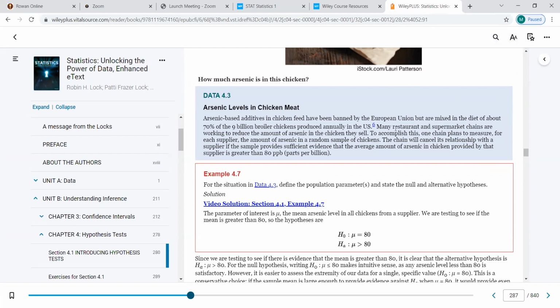Let's say many restaurant and supermarket chains are working to reduce the amount of arsenic in chicken. To accomplish this, one chain plans to measure for each supplier the amount of arsenic in a random sample of chickens. The chain will cancel its relationship with the supplier if the sample provides sufficient evidence that the average amount of arsenic is greater than 80 parts per billion. So here's a chain that wants to test if the amount of arsenic is greater than 80 parts per billion, and they actually think it's acceptable to have less than 80 parts per billion.